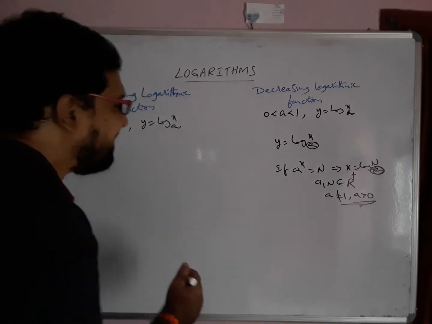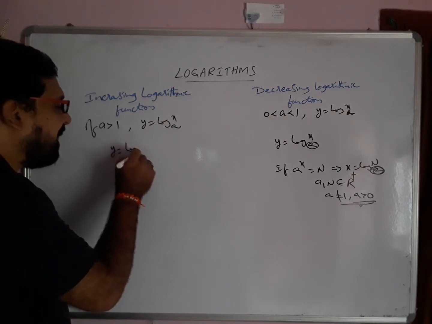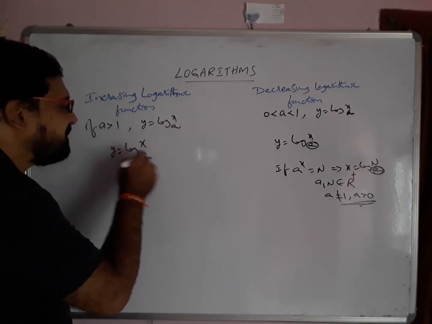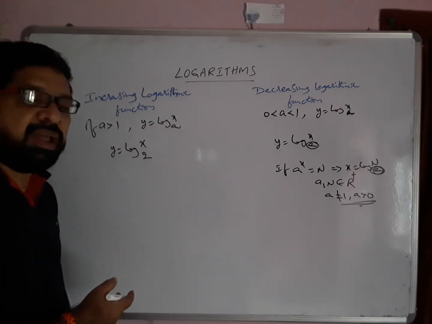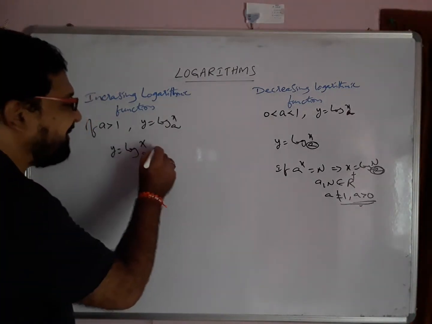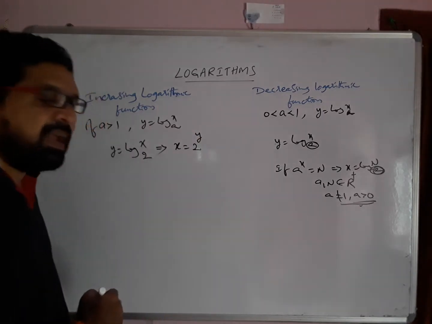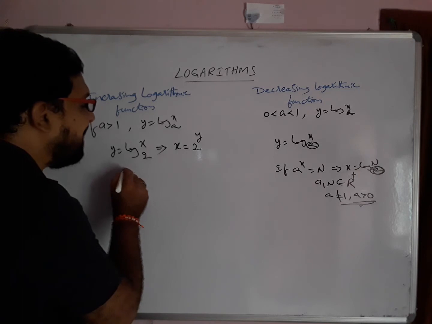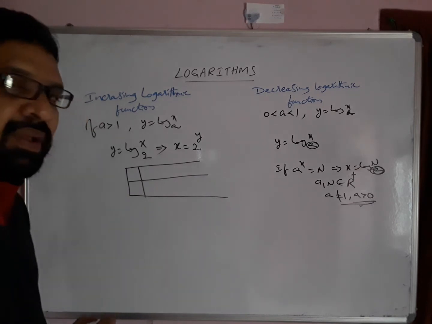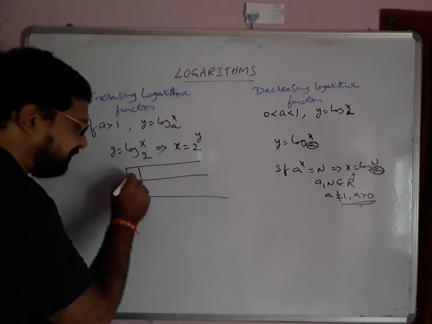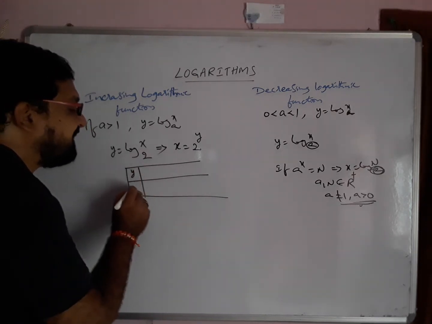Let us check some examples. Suppose I take y is equal to log x to the base 2. I am going to check its graph, to see how it comes as an increasing logarithmic function. When we convert this into exponential form, x is equal to 2 power y. We are going to get some input and output values. If you want to plot a graph, we need ordered pairs, so some input and output values are required. Here y will be the input and x will be the output.